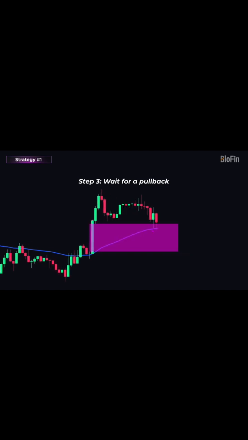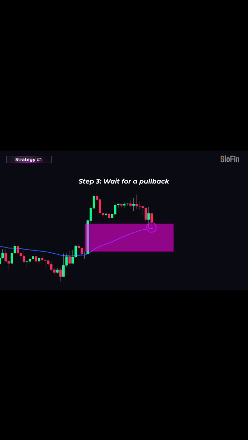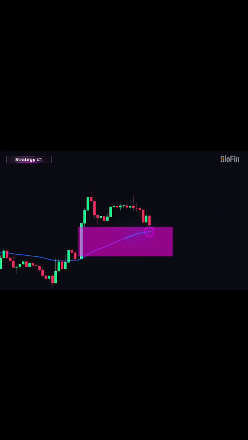In this example, price eventually pulls back into the gap. Now, ideally, we also want to see some confluences here, which simply means that there must be other factors confirming the setup besides the fair value gap alone. In this case, we can see that price is also sitting on the 50 EMA, acting as a support level.